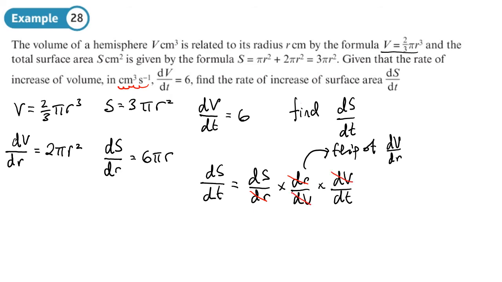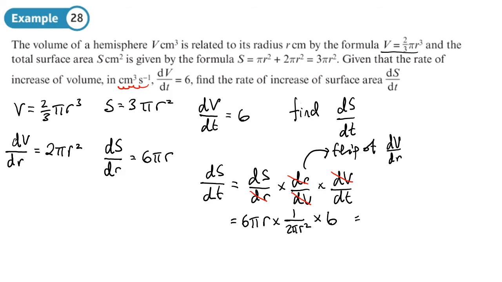So now I'll just replace them with the actual expressions that I've got there. So dS/dr is 6 pi r, times by dr/dV, which is the reciprocal of 2 pi r squared. So that's 1 over 2 pi r squared, times by dV/dt, which is 6. So let's simplify that.